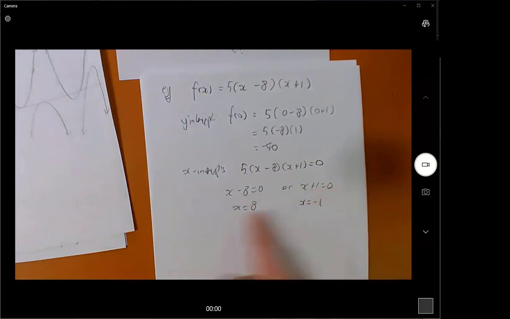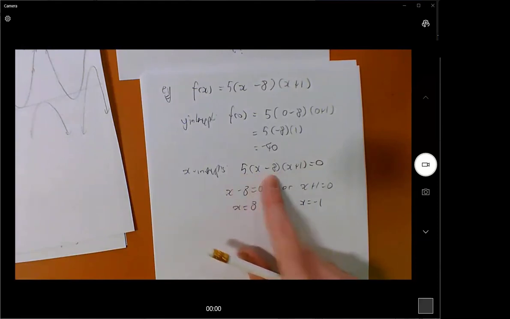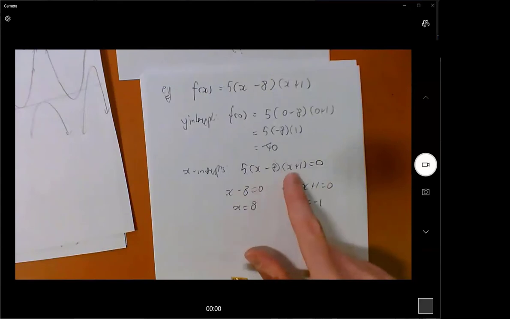And so I get two answers that both, no matter which one I put into here, will make the answer 0. If I put the 8 in here, I'll get 5 times 8 minus 8, which is 0, times whatever this works out to be. And if I put the minus 1 in here, I'll get minus 1 plus 1 is 0, times this, which is 0. And so if you can write it this way, then you have a chance of finding out what the x-intercept is.